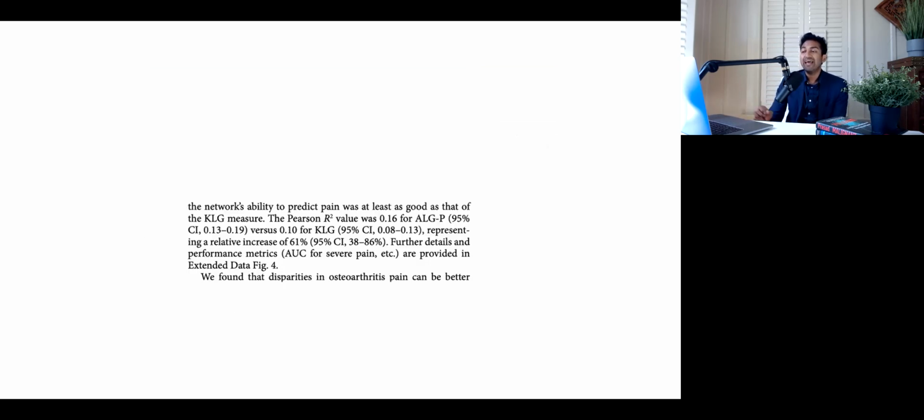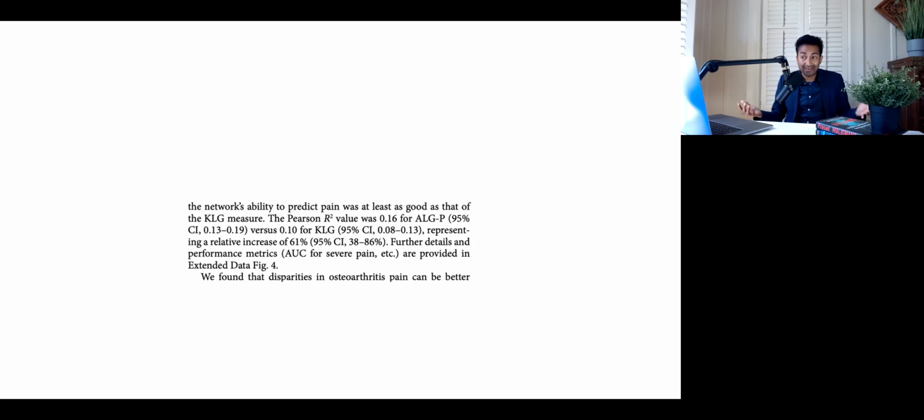Here's what they found. They developed this algorithm, the ALGP, their artificial learning algorithm, and the R-squared value is 0.16, but it was only 0.1 with the traditional scoring system for knee radiographs. First thing to say here is this is very little R-squared. I mean, most of the pain and the variation in pain people experience is not explained by anything on the radiograph, either if you use AI or if you use the old-fashioned system.